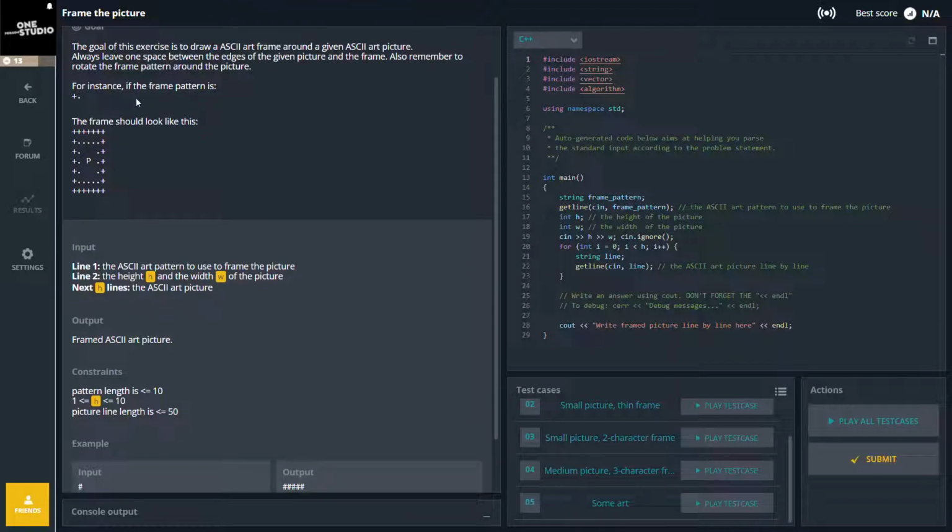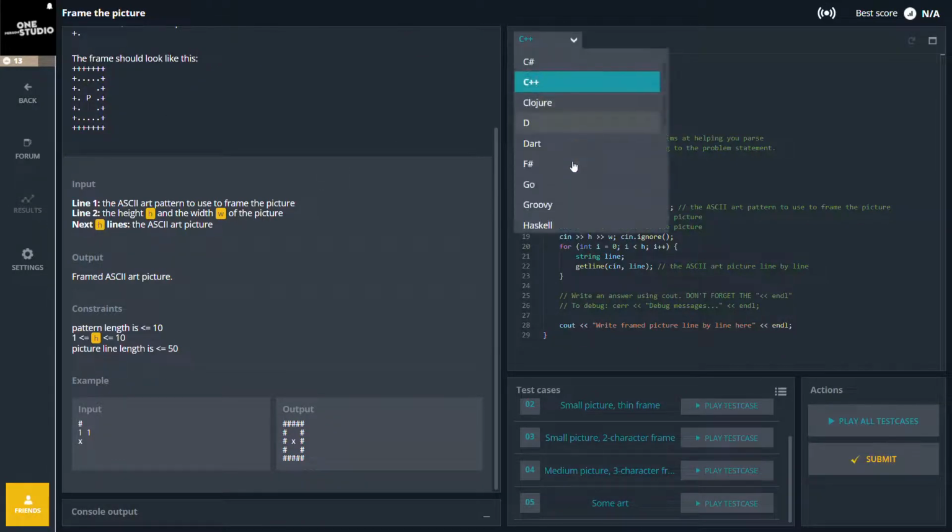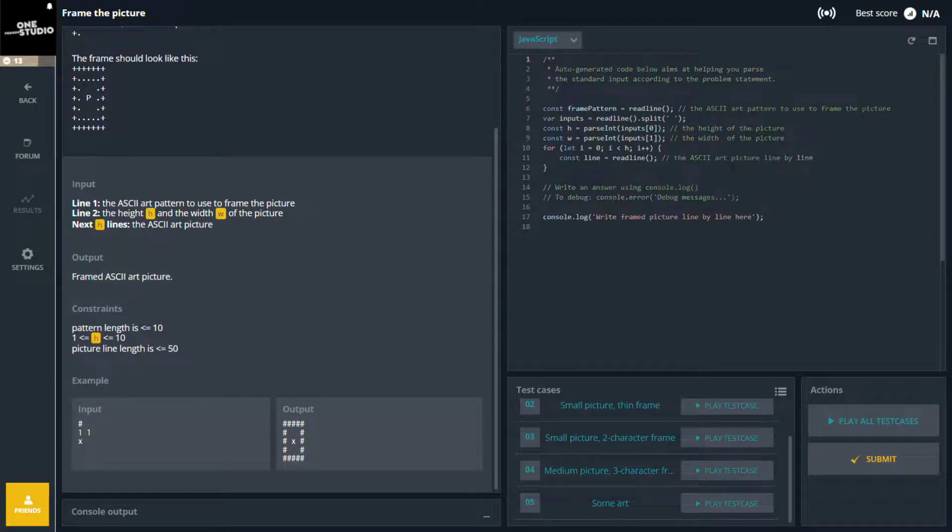For instance, if the frame pattern is plus dot, the frame should look like this. I'm not going to do C++, I'm going to do JavaScript. So let's find out what CodinGame has provided.